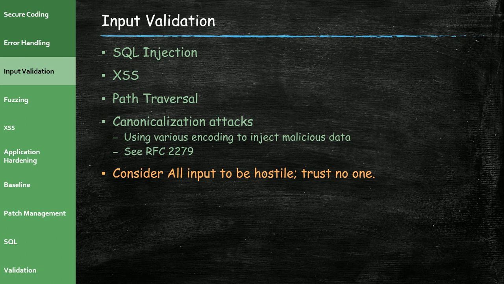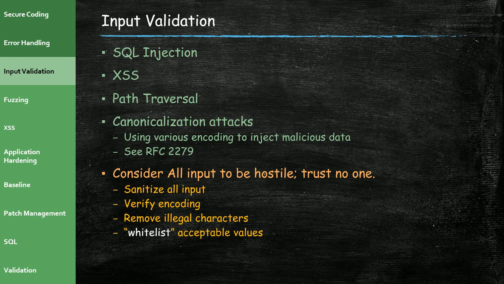So the bottom line here is we want to consider all input to be hostile. We don't want to trust anyone. Even if you're designing an application that's only used by trusted users or something like that, we still want to make sure that we're using input validation and that we don't trust anyone who's providing any input. So we want to sanitize all the input, verify the encoding, remove any illegal characters, and sometimes it's even a good idea to just whitelist acceptable values. And I'll give you an example of that. If you've got a field for, say, the state, first of all, there should only be 2 characters. And second of all, you could actually validate against a whitelist.